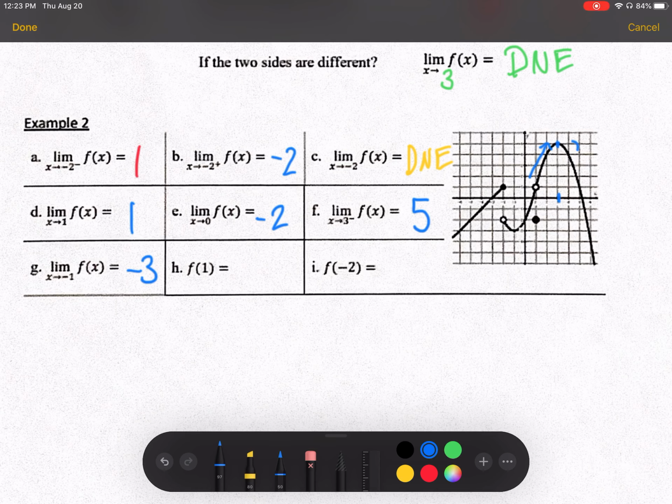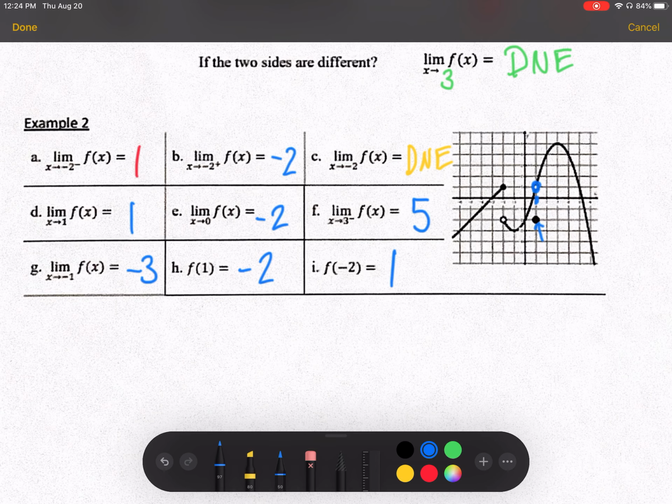And then here they're trying to throw you off. You've talked a lot about limits, and then all of a sudden you just do f of 1. This is not asking for the limit. It's asking for the y value when x equals 1. When I come over here at an x value of 1, there's a hole, but I have this solid dot here. So that y value is going to be negative 2. And then f of negative 2 is going to be 1.